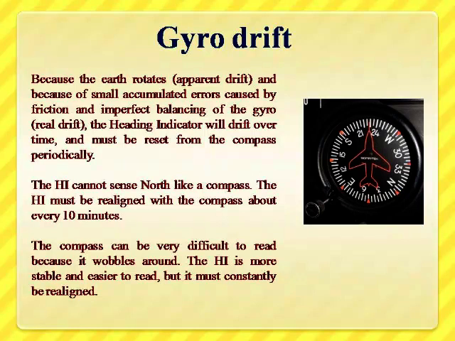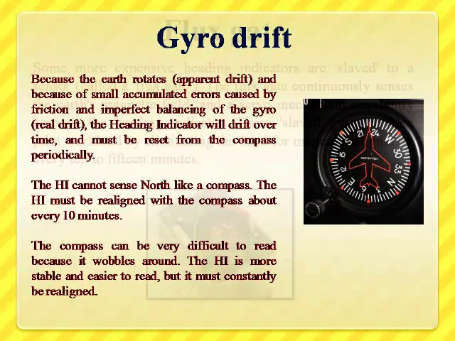Heading indicator is what HI is. The compass can be very difficult to read because it wobbles around. The HI is more stable and easier to read, but it must constantly be realigned.